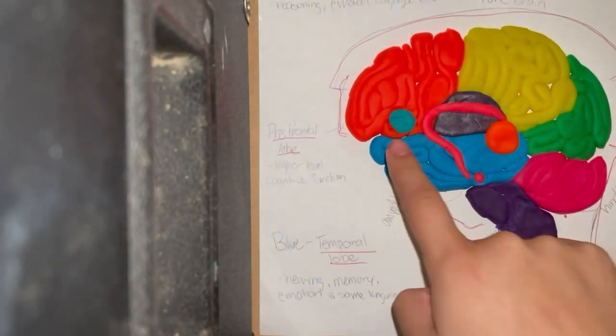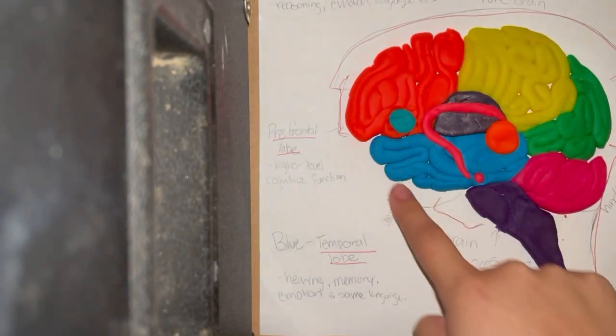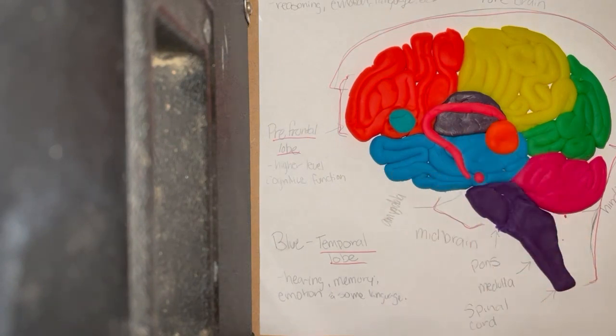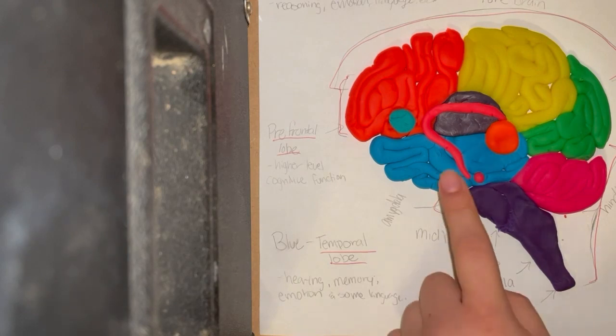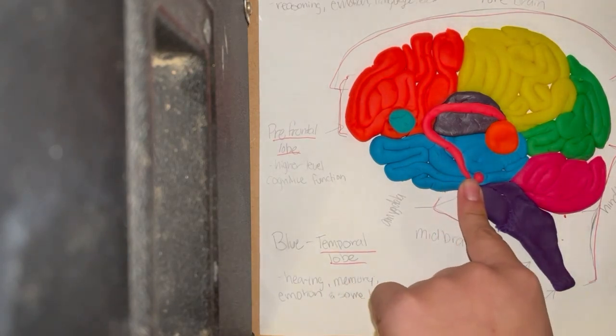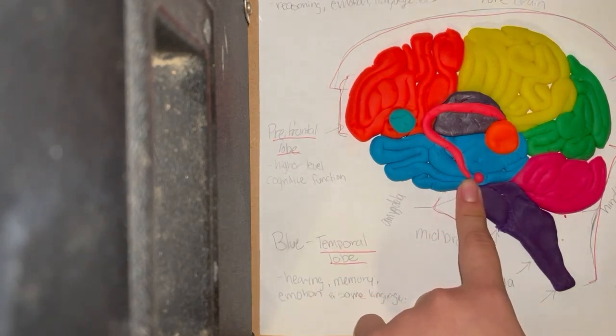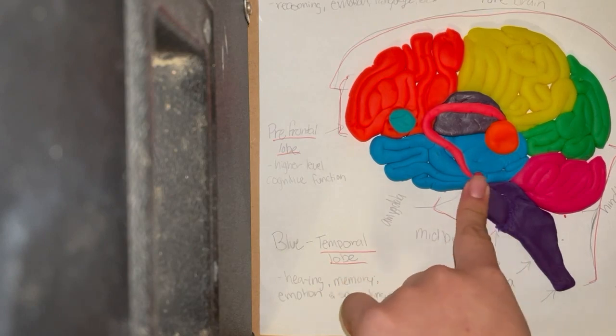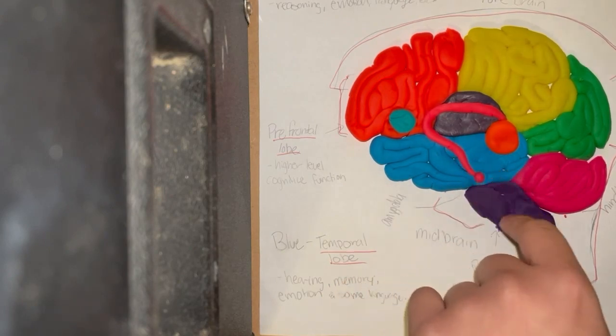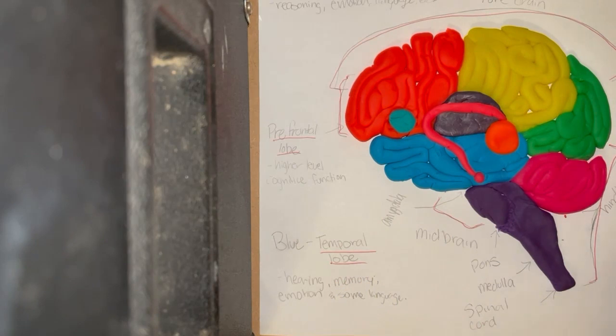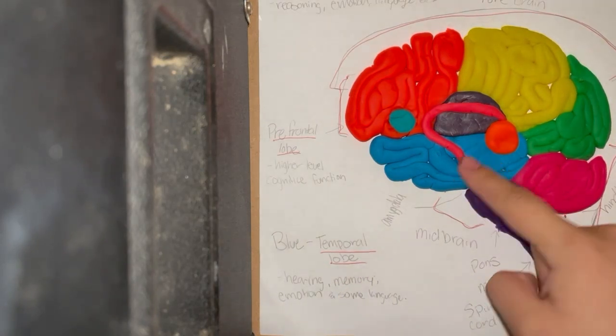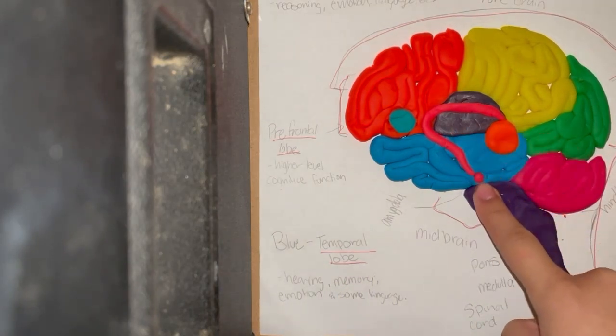Now, looking into this blue section, which would be the temporal lobe, we have functions such as the amygdala, which is involved in our experience of emotions and in tying emotional meaning to our memories. And it is also part of the limbic system, which would be right here.